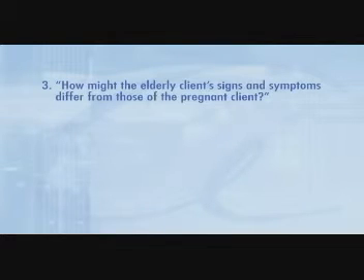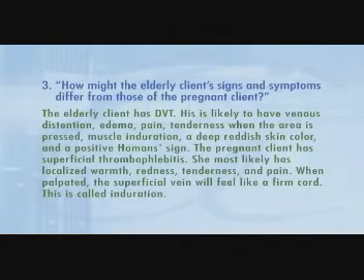How might the elderly client's signs and symptoms differ from those of the pregnant client? The elderly client has DVT. He is likely to have venous distension, edema, pain, tenderness when the area is pressed, muscle induration, a deep reddish skin color, and a positive Homan sign.